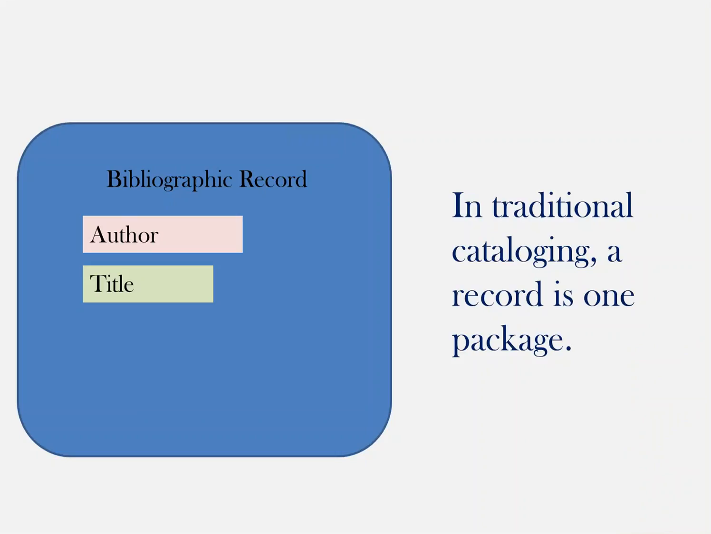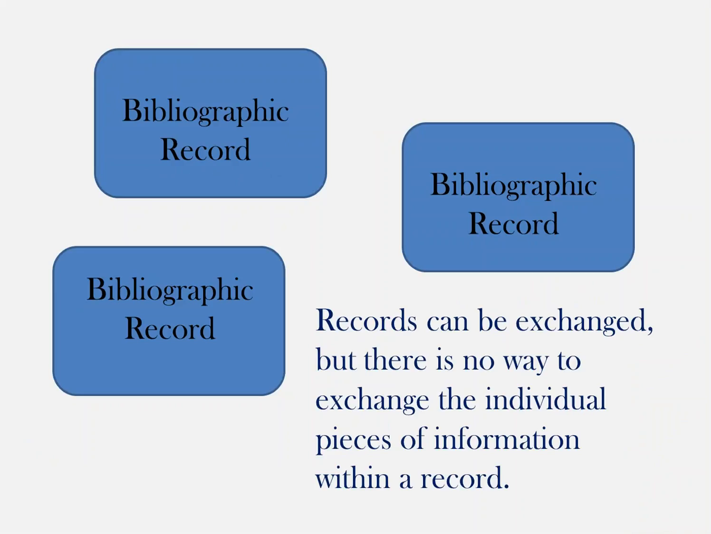Sort of like I was showing you the web of documents versus web of data before. In traditional cataloging, our record is one package, and our catalogs look kind of like that web of documents. We've got these monolithic things that come together in this package as a catalog record, but there's not really any way to do anything with the individual pieces of information within a record.